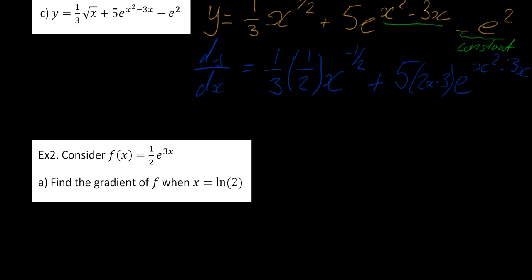And just to simplify the expression for our derivative, we're going to get 1/6 square root of x on the bottom, since we have negative half. And over here, well, actually, you can say this is in its most simple form if you consider the factorized form to be the most simplified form. So 5 times 2x minus 3 times e to the x squared minus 3x.